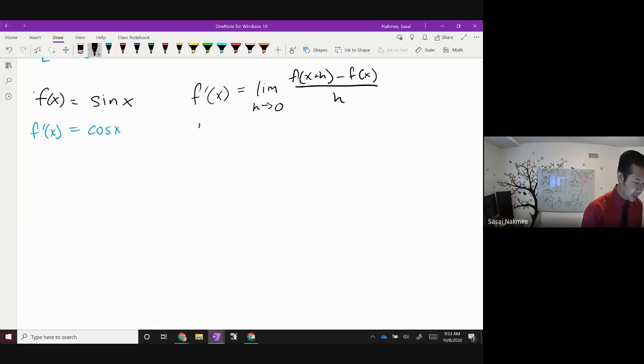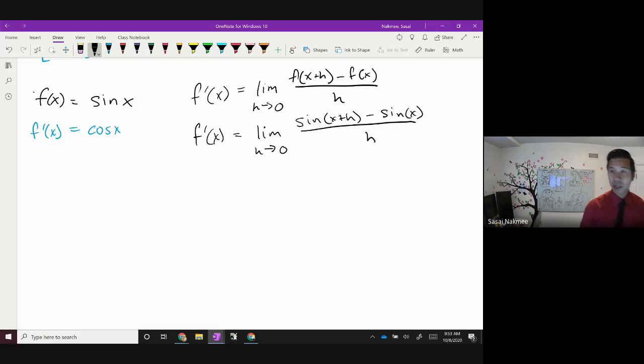Now, get out of the way. So if I was going ahead and calculating this, and my f of x is this sine x function, I'm looking for the limit as h approaches 0 of sine of x plus h minus sine of x all over h.